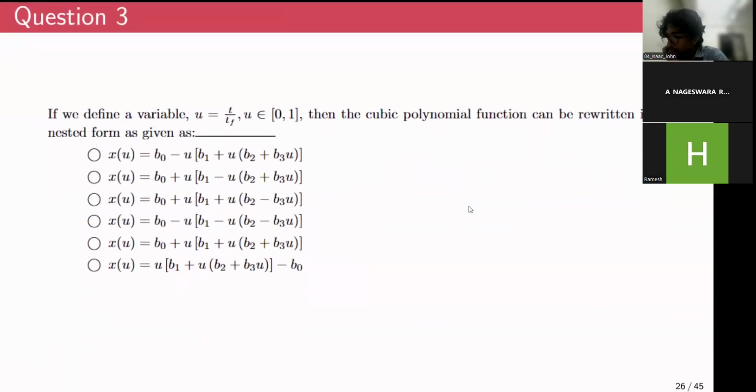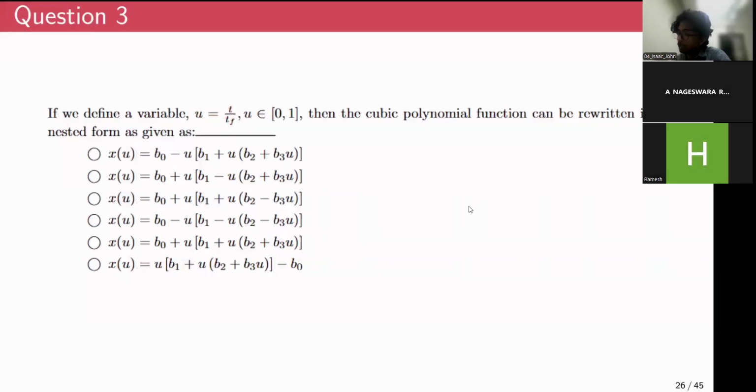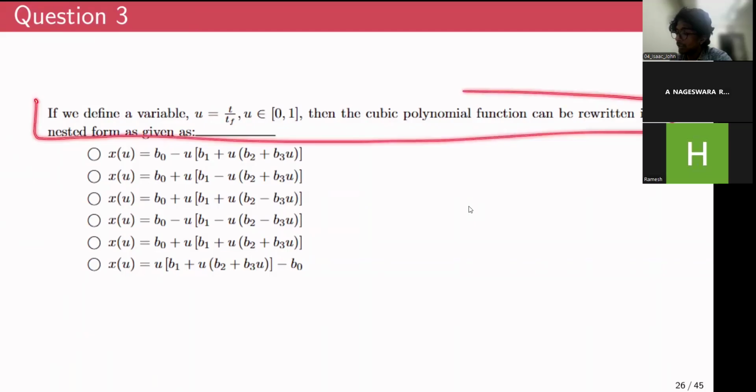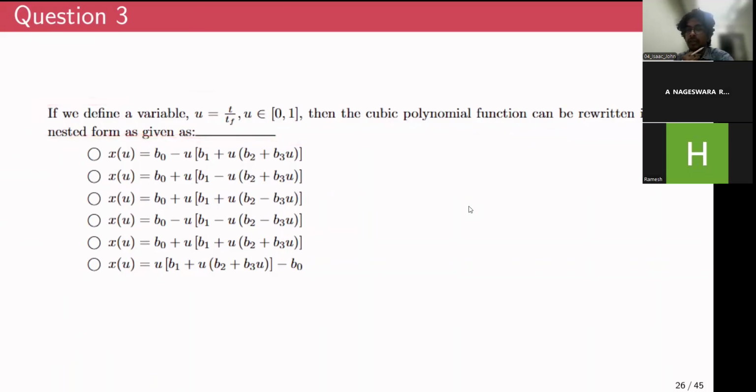Okay, so now moving on to question 3. If we define a variable u as t by tf, then the cubic polynomial function can be rewritten in a nested form as. We basically know how this cubic polynomial expression would look like. I hope you have seen this topic during the lectures, posted in the NPTEL itself. Let's discuss that somewhat more.